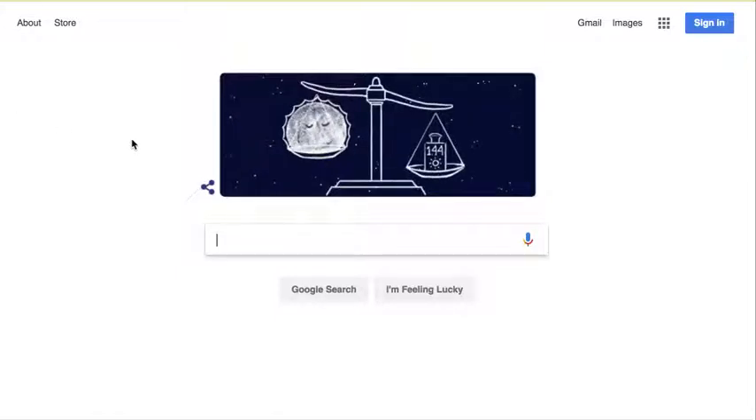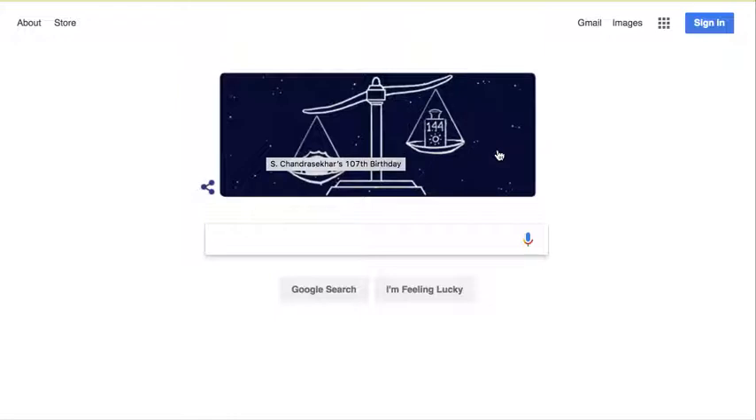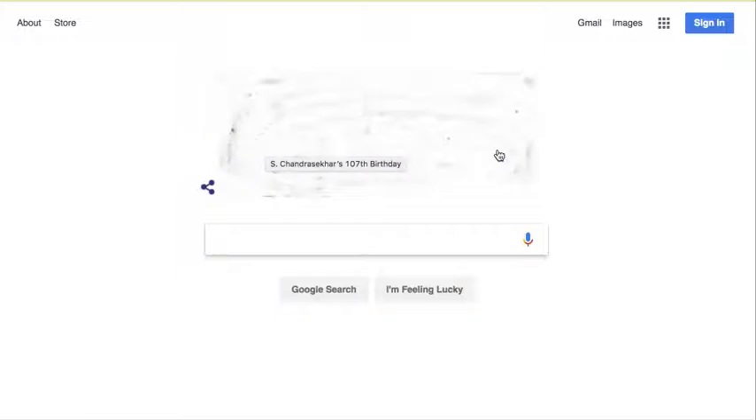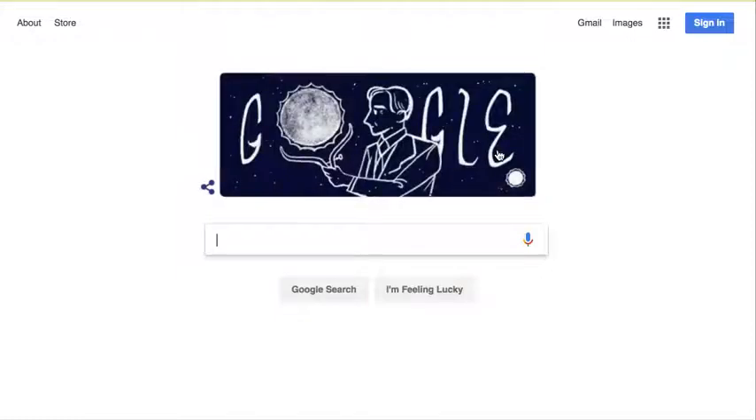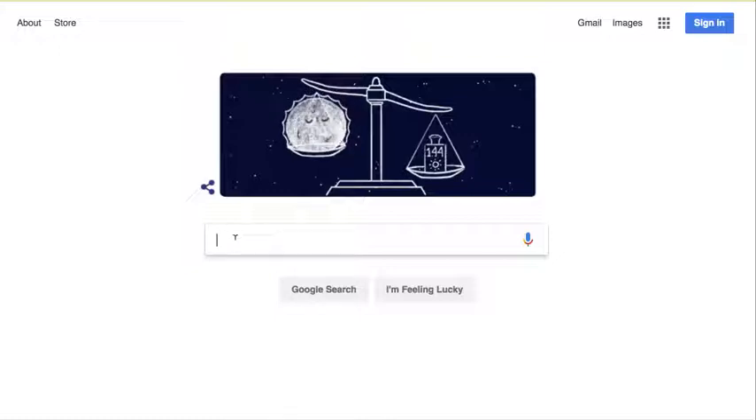by chance, Google is celebrating the 107th birthday of a mathematician who won a Nobel Prize for physics for his work in astronomy. Anyway, total aside.